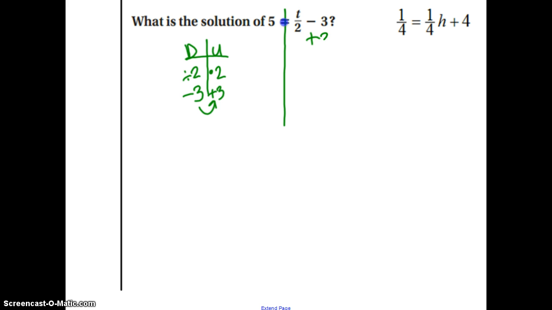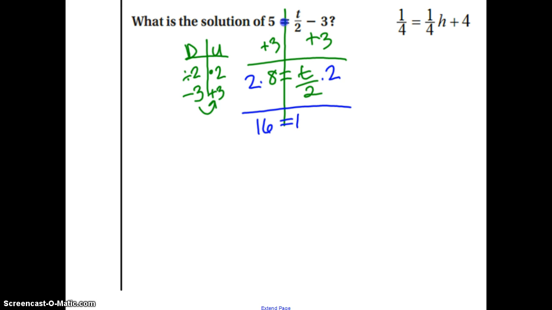So add 3 to both sides. Here's what your work should look like. 8 equals t divided by 2. Yes, anything you write on the left, you have to write on the right. How do I undo that divided by 2? I times 2, and I write it up high. So I get 2 times 8, 16 equals t. Did you get it? If you didn't, figure out where was my mistake, what did I do?